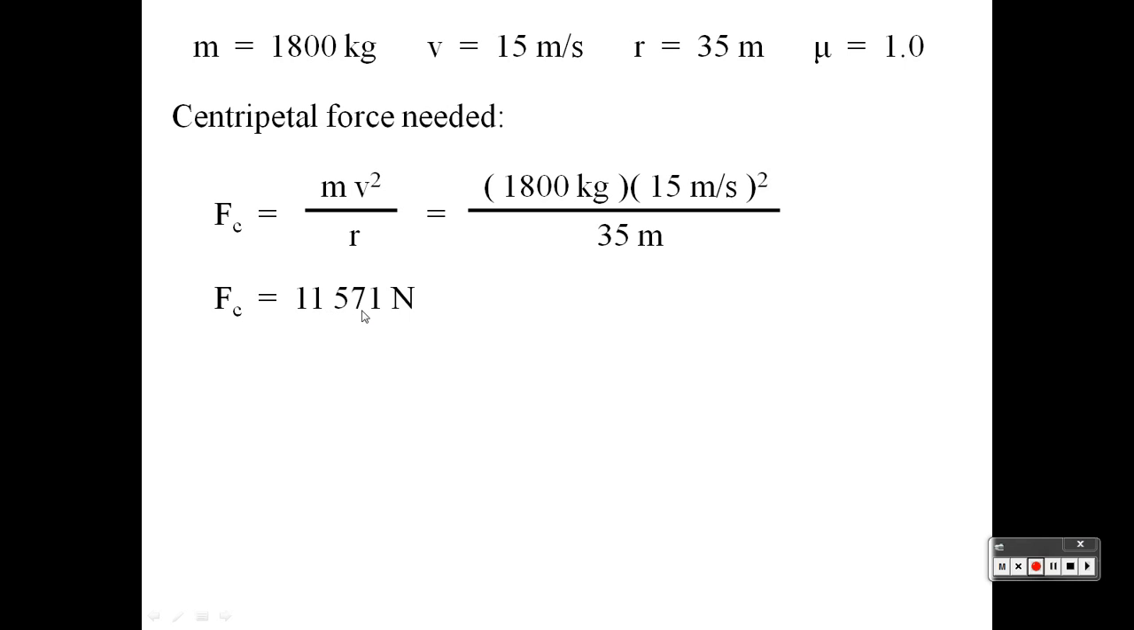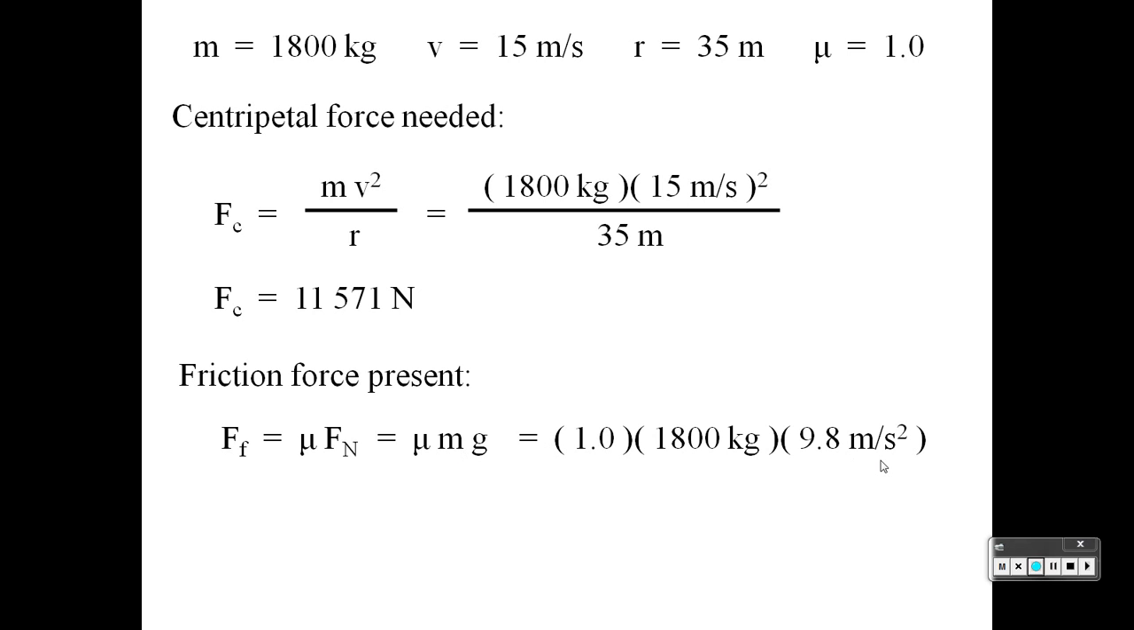Now let's find out how much friction force is present. And we can use our friction formula. Force friction is mu times the normal force. Remember, the normal force is the same as the weight, and the weight is equal to m times g. So, I'm going to substitute mg in for the normal force. Insert my numbers. And again, pause and pick up your calculator. And hopefully your calculator said 17,640 newtons.